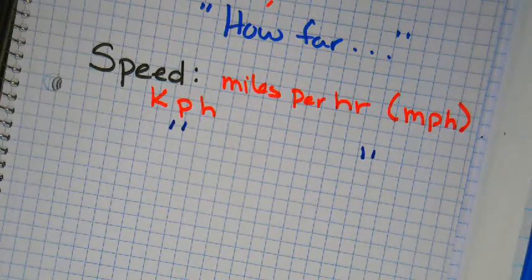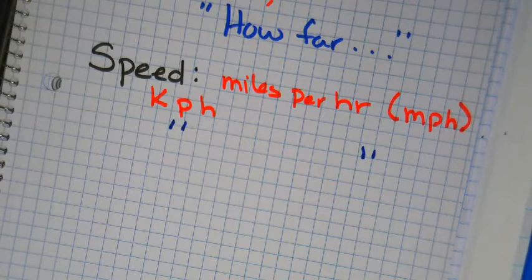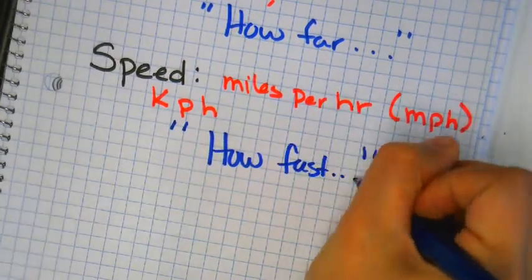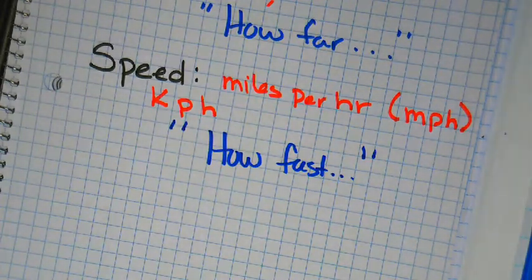Does anybody know how the question would start for speed? For distance, it says how far. What would it be for speed? How fast. So when you read how fast was Josue riding his bike? Oh, he was riding his bike at 3 miles per hour. Wow. Whoa, slow it down. So when you read how fast, put it in quotes, you're talking about speed. Okay, last one is time.